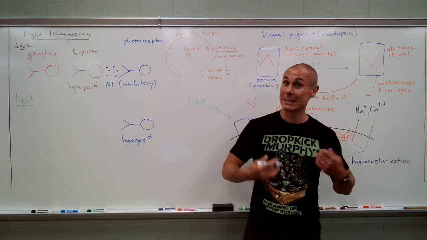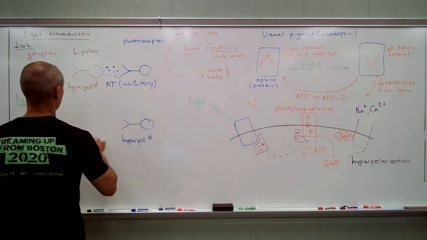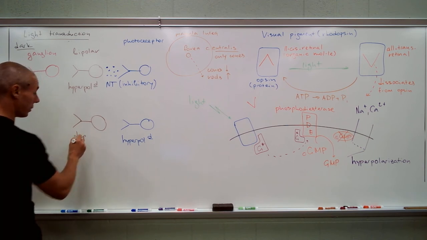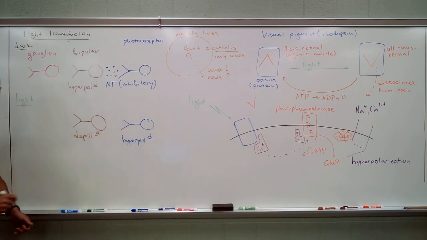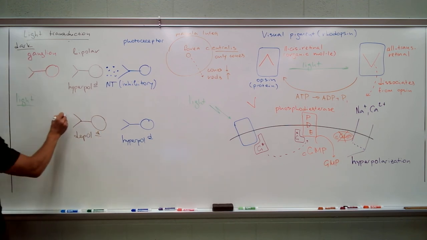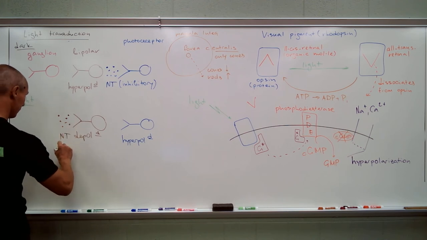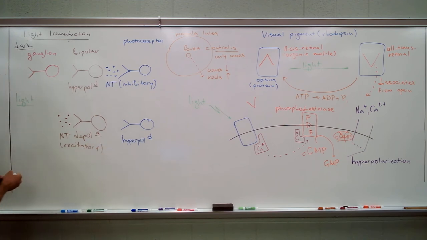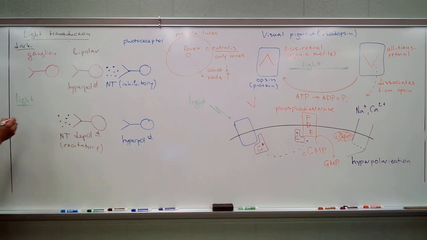If it's inhibited, does it release neurotransmitter? Nope. Which means suddenly your bipolar cell, compared to its previous state, becomes depolarized and starts releasing excitatory neurotransmitter. Okay? Which conveys the signal onto the ganglion cell.